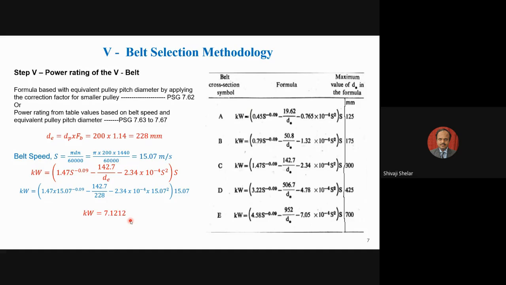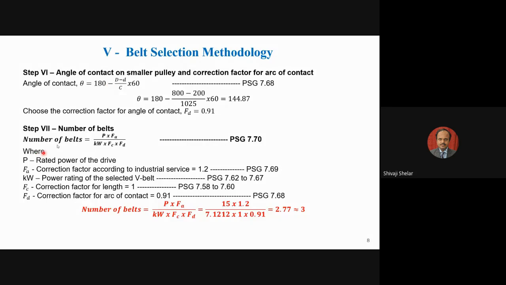Now we need to determine the number of belts here. So for the number of belts formula, before going for it, we need to find out the angle of contact on the smaller pulley and the correction factor for arc of contact. So angle of contact here is 180 minus (D minus d) upon C into 60. So 180 minus (800 minus 200) upon 1025, which we have taken there, into 60. This comes out to be 144.87, that is approximately 145 degree.